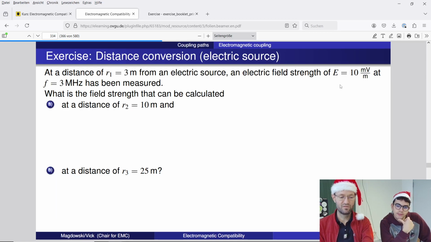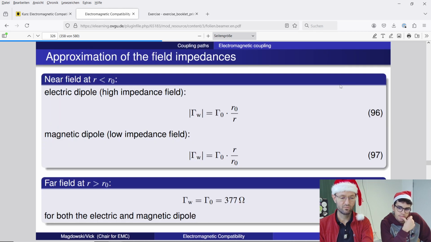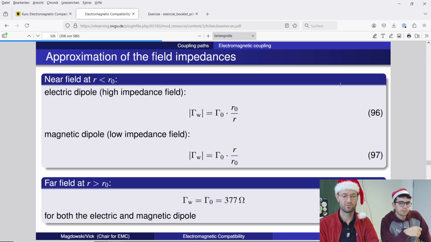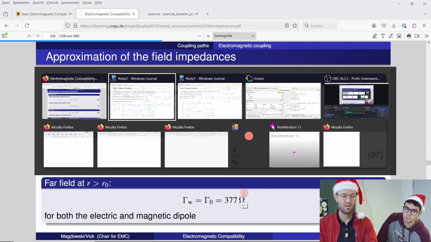And so this field impedance, there is also a source where this is discussed, but there it's not called eta but called gamma, but it's the same quantity. Right? For the electric dipole we get this high impedance field, for the magnetic dipole we get this low impedance field, and in the far field we always have 377 ohm. Okay.